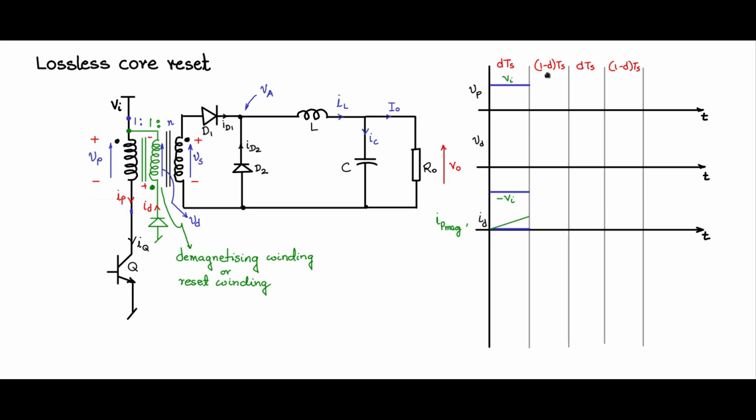Now during 1 minus D Ts, Q is switched off. The moment Q is switched off, the current here is immediately brought to zero. So there is a large negative di by dt, and therefore there will be reversal of potential across the coils. So let us mark that reversal of potential. The non-dot end becomes positive, the dot end is negative. Likewise on the secondary side.